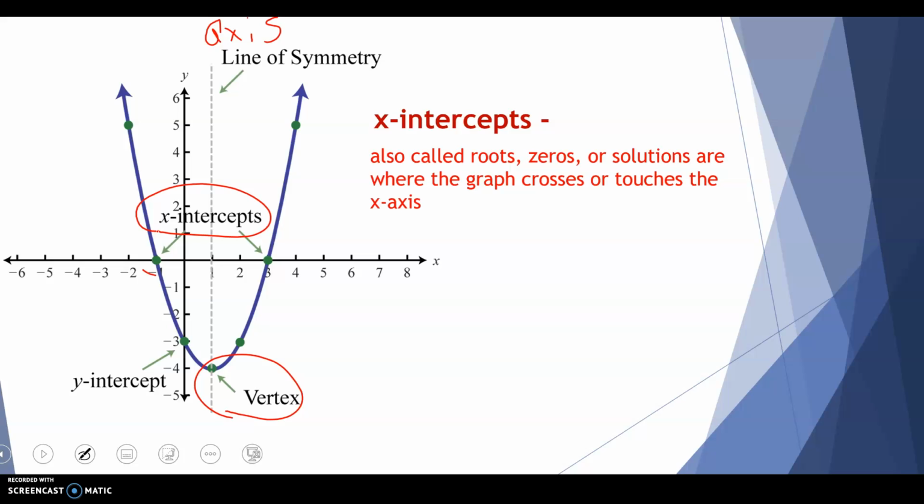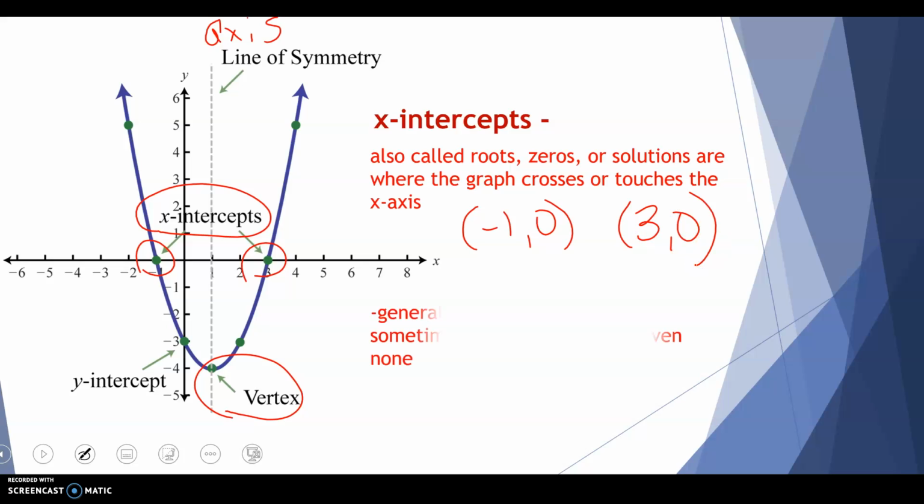So if you look right here, this and this would be your x-intercepts, and they would be in the form of a point. So that one would be -1, 0. This one would be 3, 0. And generally, you would have 2 x-intercepts, but sometimes you could have 1 or even none.